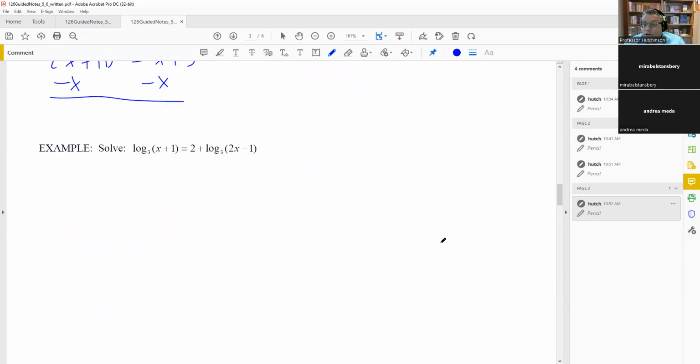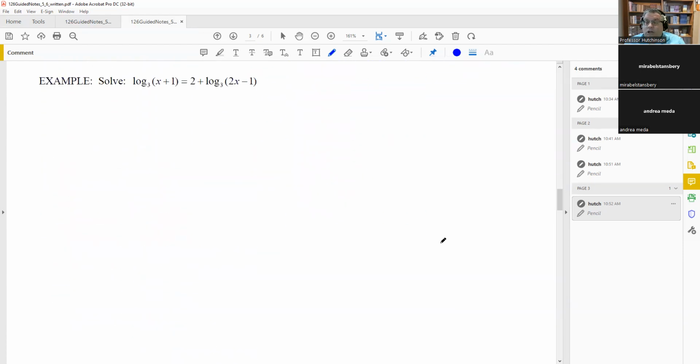Let's do another one of these. This one here, we don't have the logs on the same side of the equation. So the first thing to do here would be to get all the logs on one side of the equation. So we're going to do log base 3 of x plus 1. We want to subtract log base 3 of 2x minus 1. Okay, so we're going to move that over so we get both logs on the same side of the equation. That equals 2.